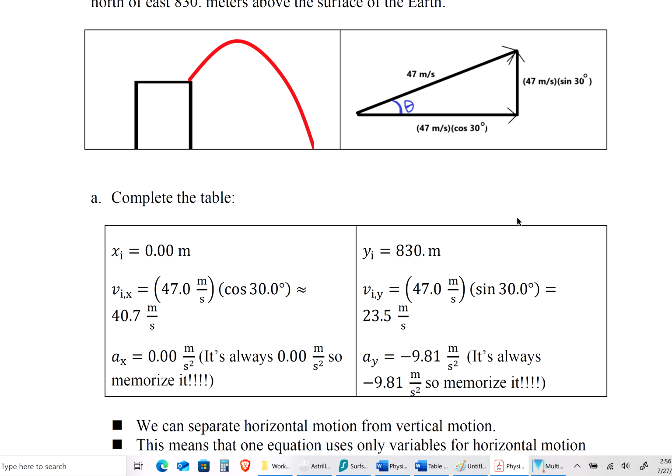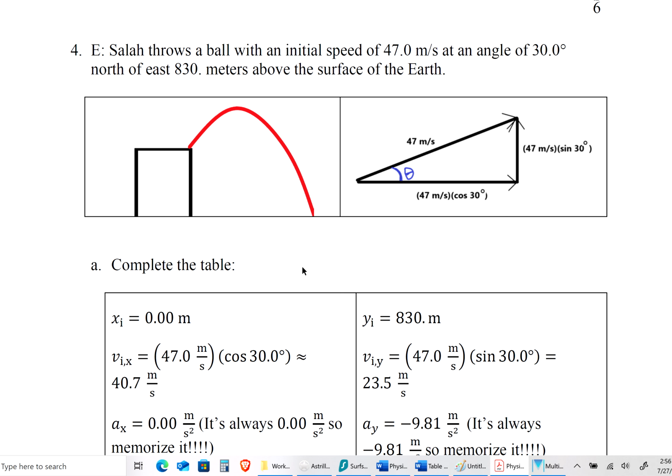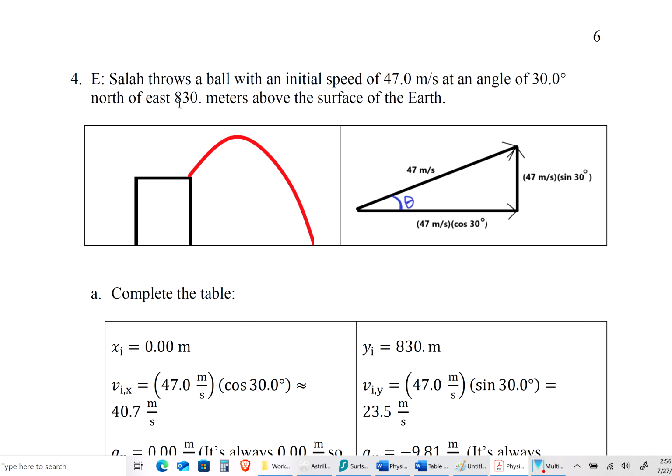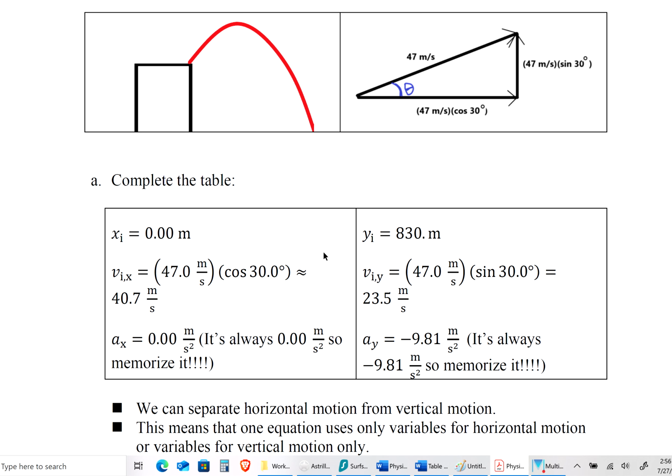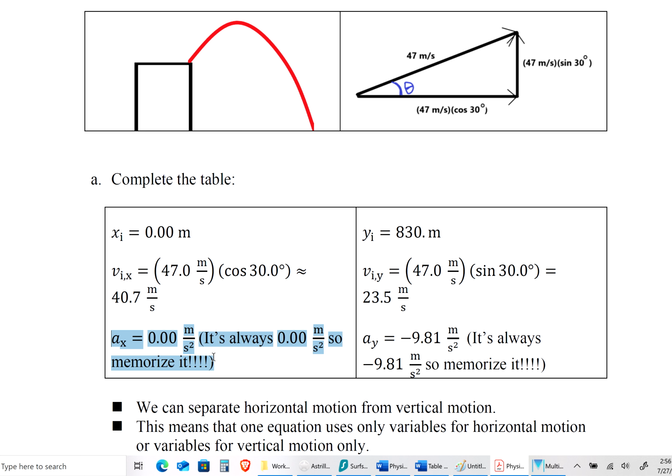V sub x here is 47 cosine 30. V sub y is 47 sine 30. This is thrown 830 meters above the surface of the earth. So x initial is 0, y initial is 830. A sub x is 0. It's always 0, so memorize it if there's no air resistance. A sub y is minus 9.81, because I'm saying positive y is up, so negative y is down.